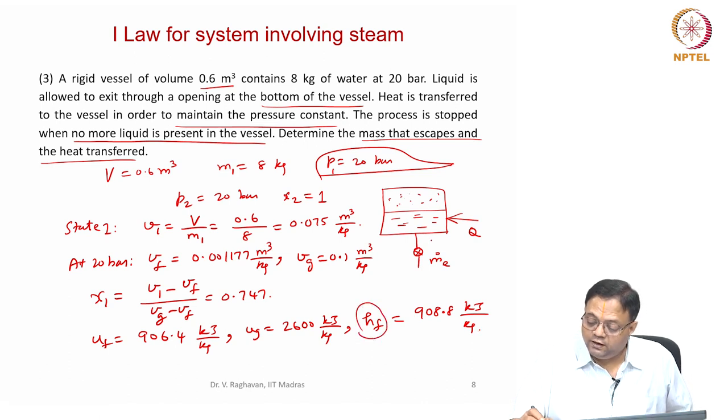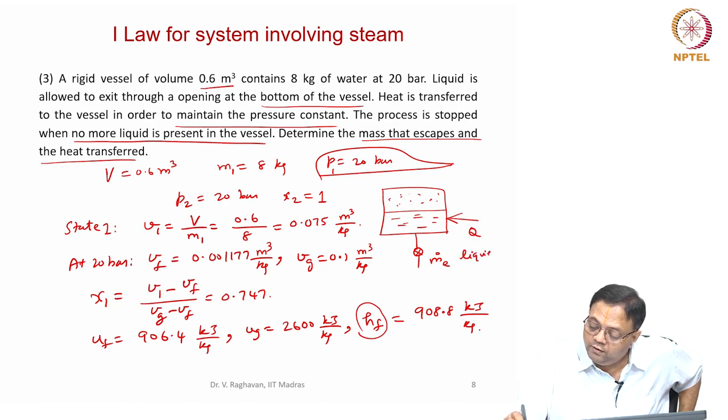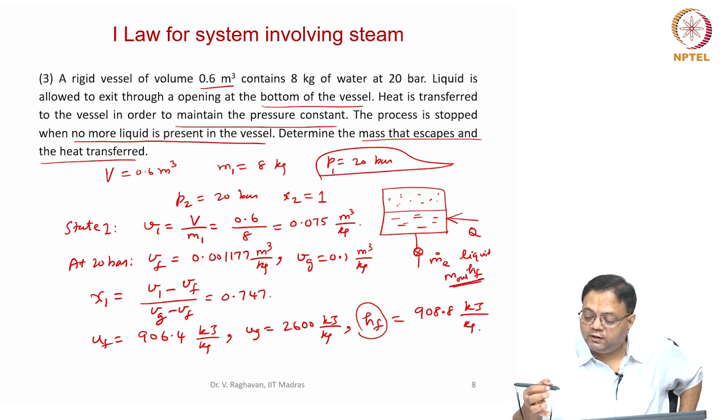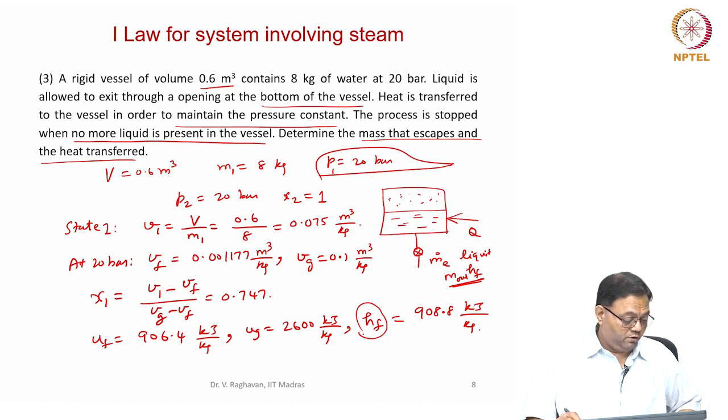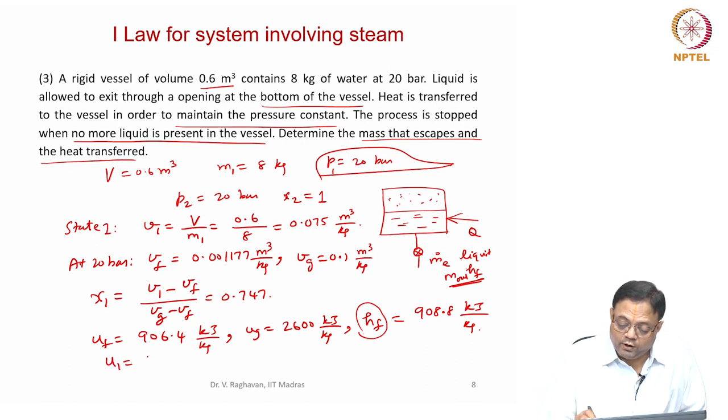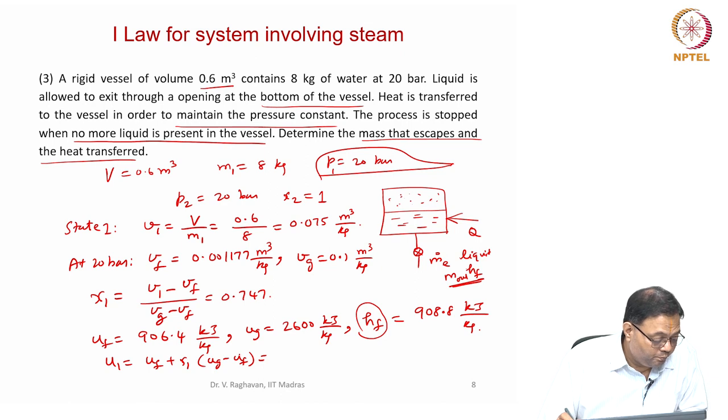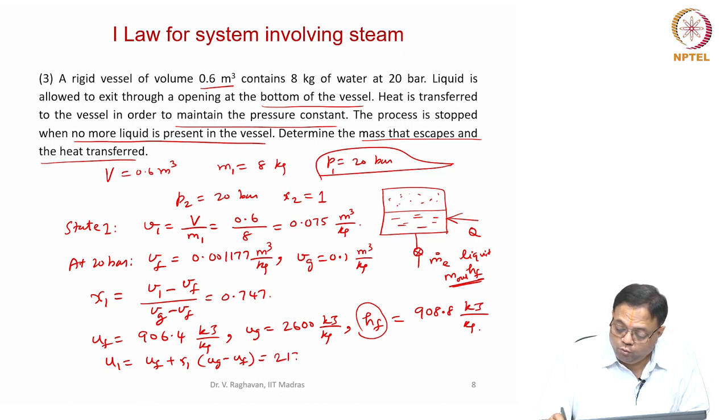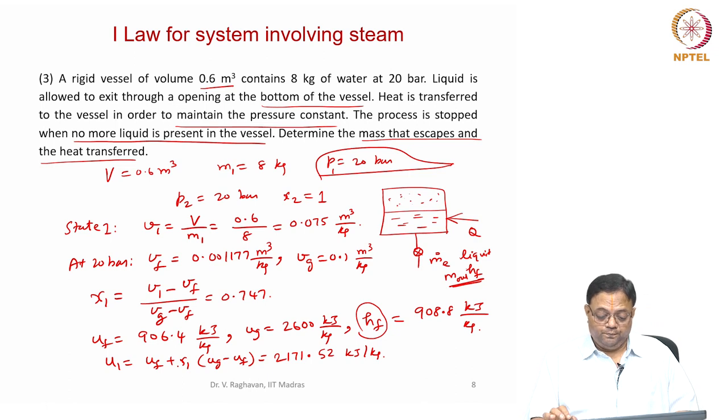Why do you want Hf? Please see that the mass going out is only liquid. That means it will take the liquid's enthalpy. So the total enthalpy going out will be the mass which has gone out times Hf. For the energy balance, I need the value of Hf. This is state 1; I fixed these values. From that I can get U1. U1 equal to Uf plus X1 into Ug minus Uf, which is equal to 2171.52 kilojoules per kg. So that is the value of U1.